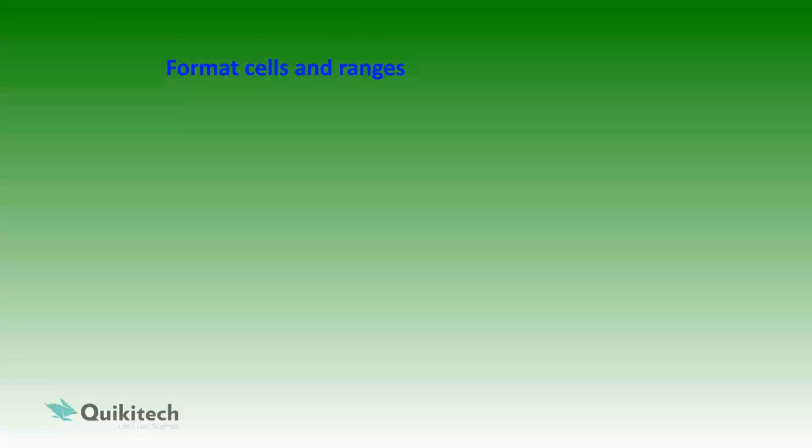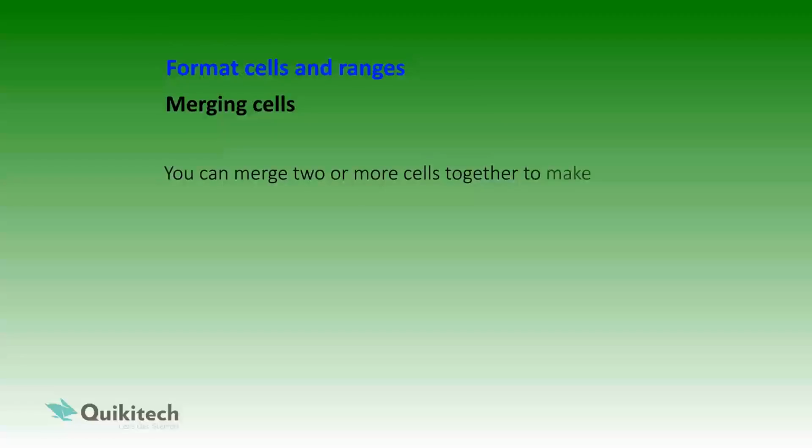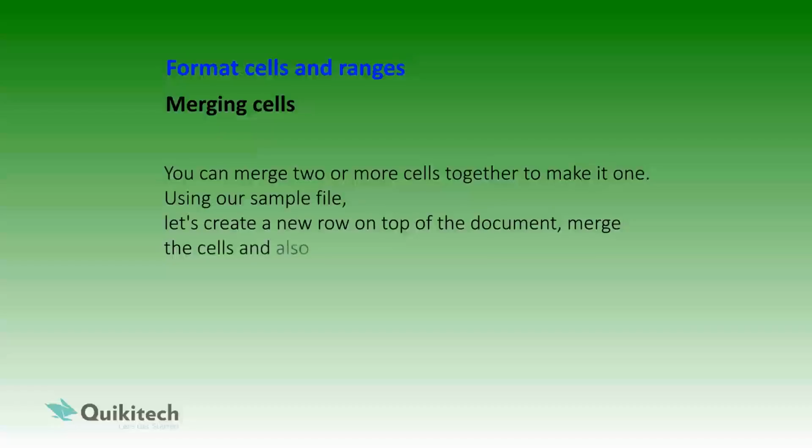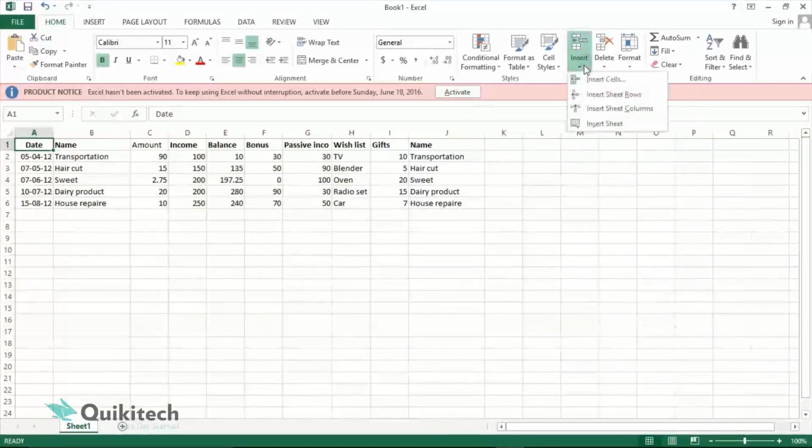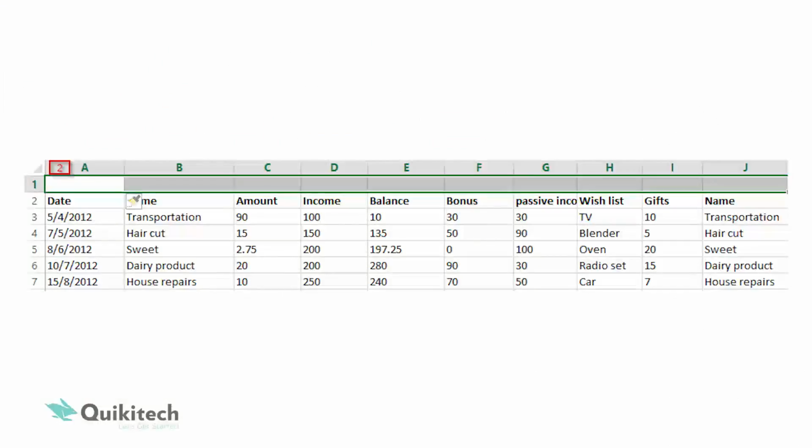Format cells and ranges. Merging cells. You can merge 2 or more cells together to make it one. Using our sample file, let's create a new row on top of the document. Merge the cells and also give it a title. To do that, follow these steps. 1. Click on the first row, or Date. Click Insert, then click on Insert Row.